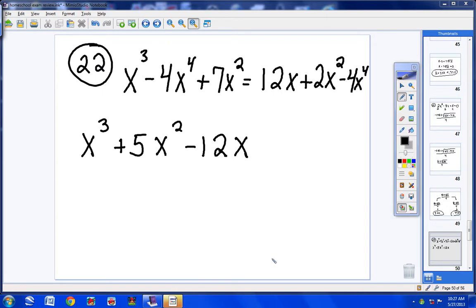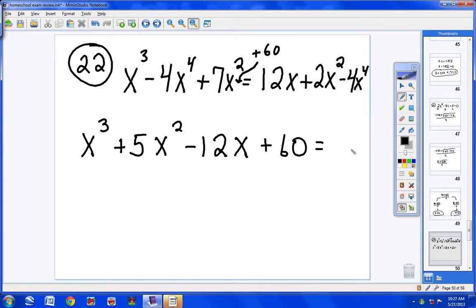Okay, I paused the video. This problem here, the original problem, and I apologize, really should have a positive 60 squeezed in right here after the 7x squared and before the equal sign. So there we go. But now when you bring over the 12x squared and make it negative, bring over the 2x squared and make it negative, bring over the negative 4x to the fourth and make it positive, you should be left with this right here.